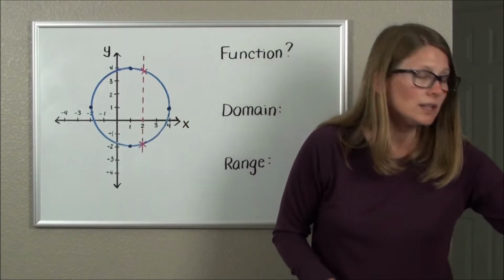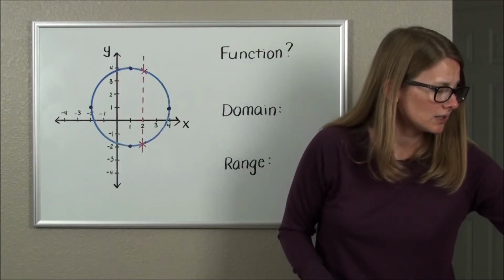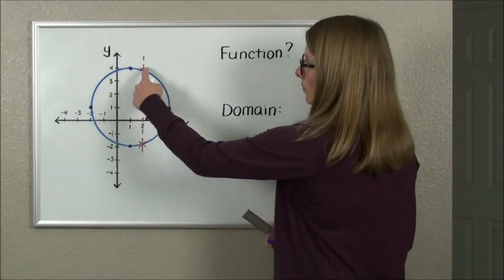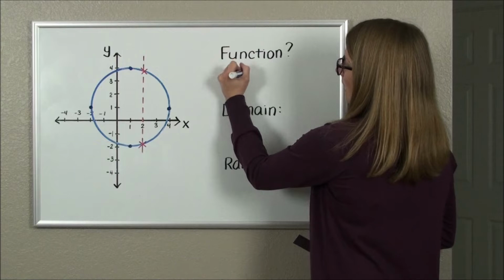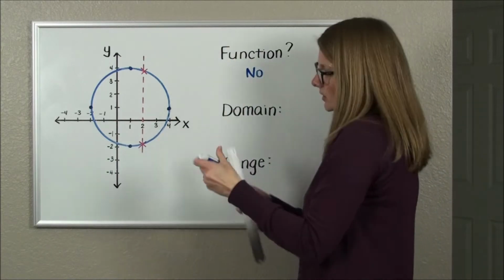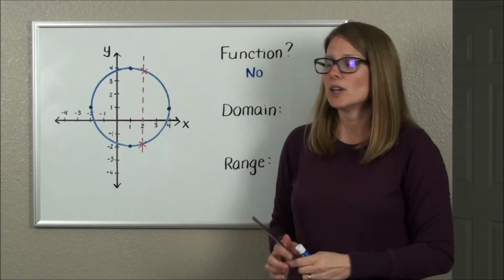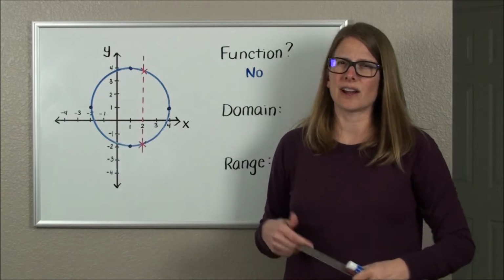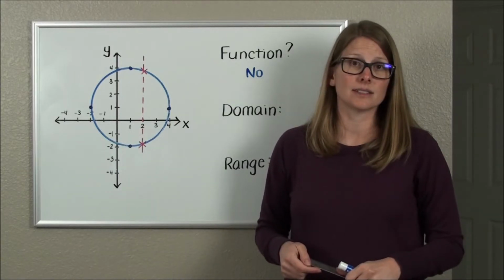If it only touched once, it would have been. But if there exists a vertical line that can touch it in more than one spot, this is not a function. So let's take a look at a few more examples using the vertical line test to figure out, is this stuff a function or not?